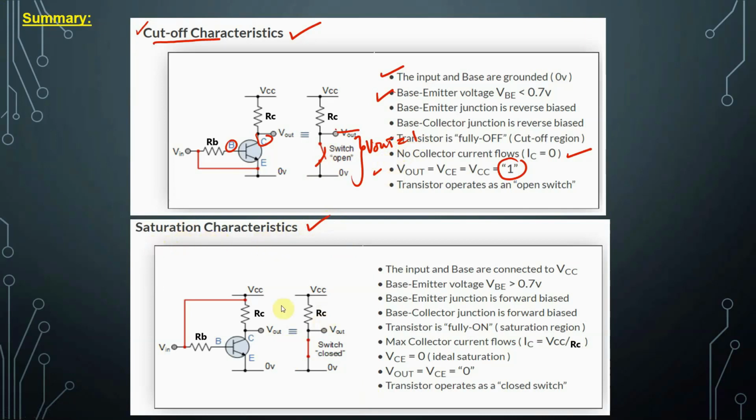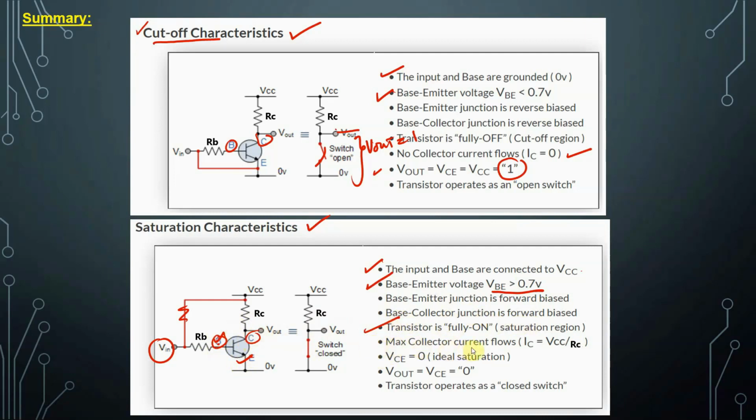in the saturation condition. So in saturation condition, the base input is connected to VCC, or if you have another source here, just like what I did in the previous example, I have a separate source here, which is enough to overcome also a VBE equal to 0.7, and the base emitter junction is forward bias, and the base collector junction is also forward bias. For base collector also forward bias, the transistor is on.